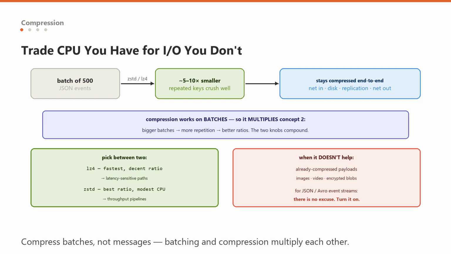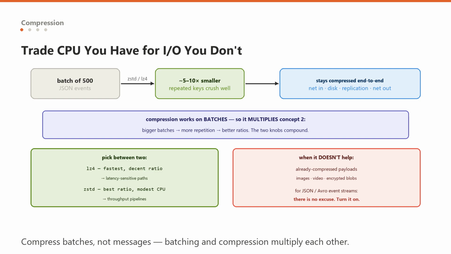Second, the batch usually stays compressed end-to-end. The broker writes the compressed batch to the log as is and hands it to consumers as is, so one compression on the producer pays off across network in, disk, replication, and network out.